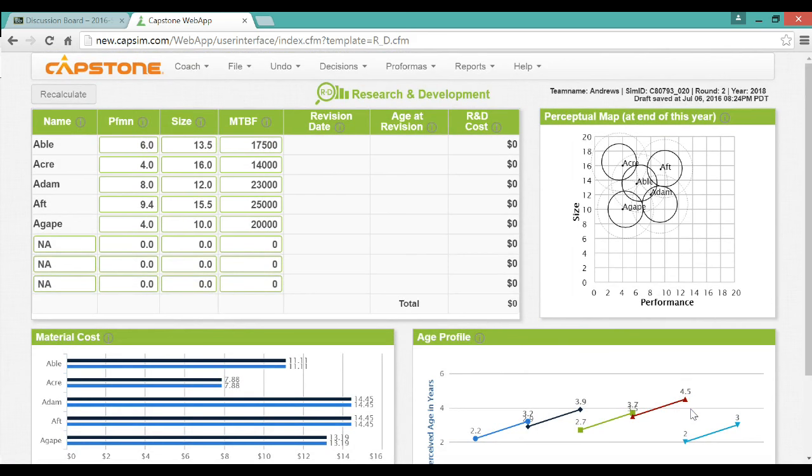You also have the option of creating a new product. So say I have a product that has 9-year-old age, I think it's too long, I can just get rid of it, and here I can create a whole new product. I'm not going to do that, but if I wanted to, I could just call it Apple, and I could create a performance, a size, and a mean time before failure. A word of caution, as you might expect, creating a brand new product is going to be expensive, so expect some cost to come out there.